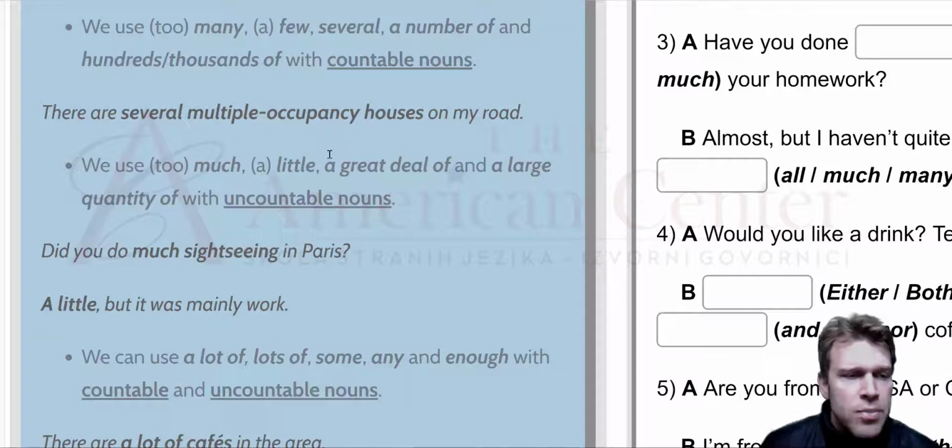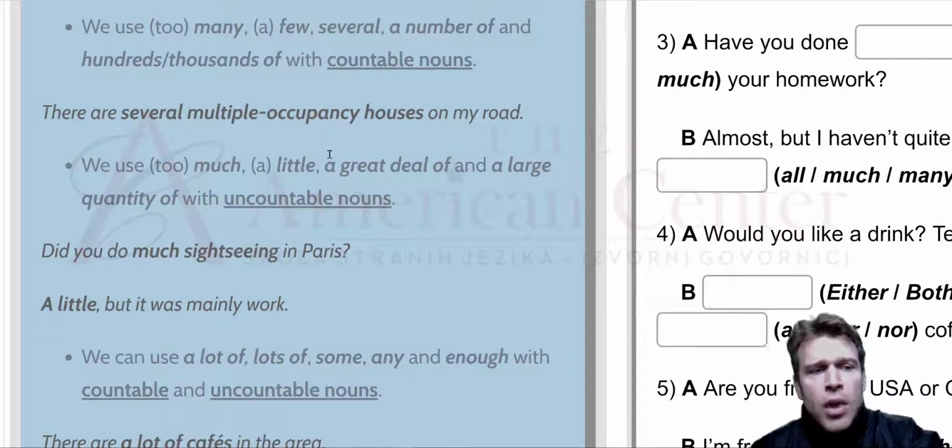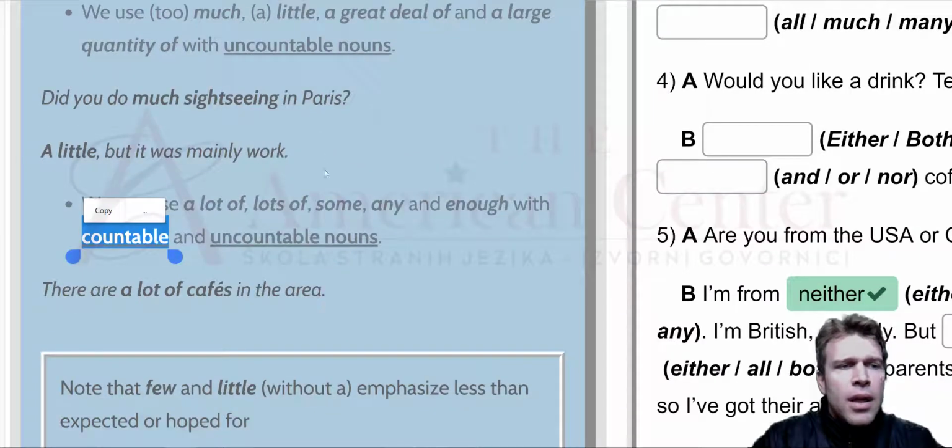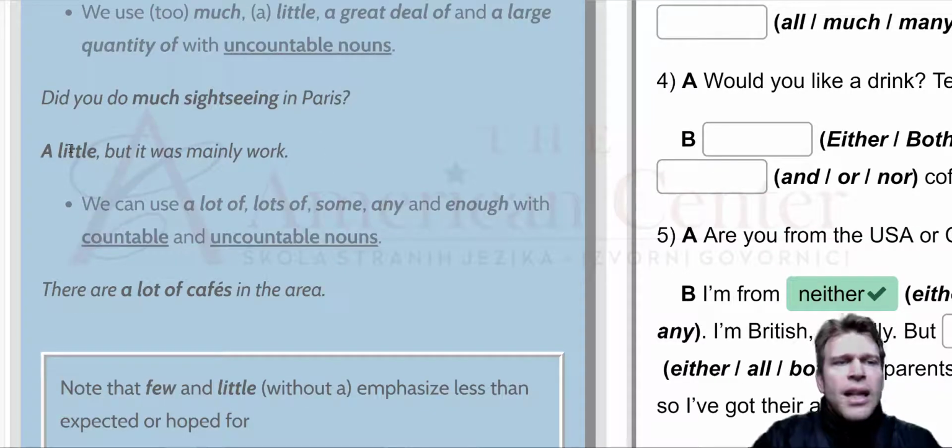We can talk about this later. So little, you can see here. Countable. Okay, little, a little. Did you do much sightseeing? A little. So that means we did some. It's not negative.